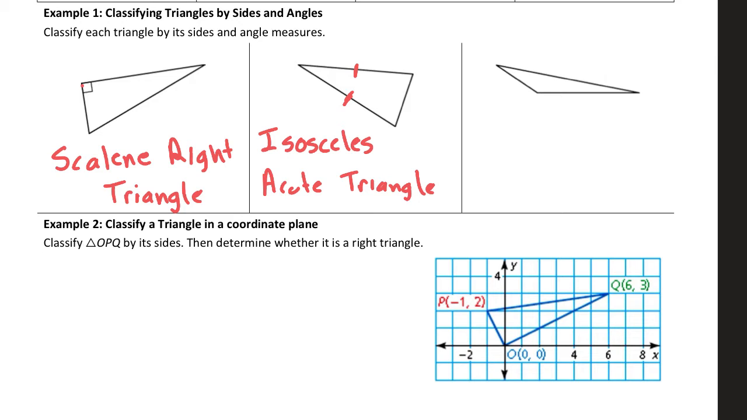And then the last one, when we look at it, none of the sides are marked as congruent, so we can say that by its sides, this is scalene again. Looks like this angle right here is definitely bigger than 90, so I'm going to say that this is also a scalene obtuse triangle. So that's how we classify by sides and angles.